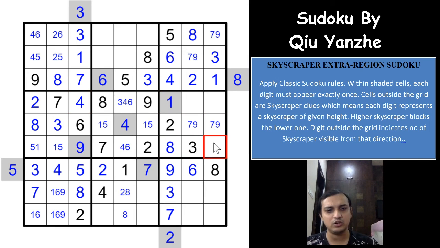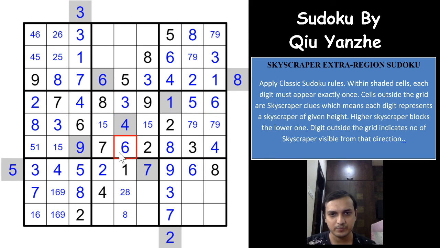4 is already here, you get a 4 here. And because of the 6, you get a 5 and a 6 here. And because of the 6 and 4, you get a 3 here. And which gives you a 6 here. Right? And 2 can be eliminated as a pencil mark from here. We already have a 2 here.